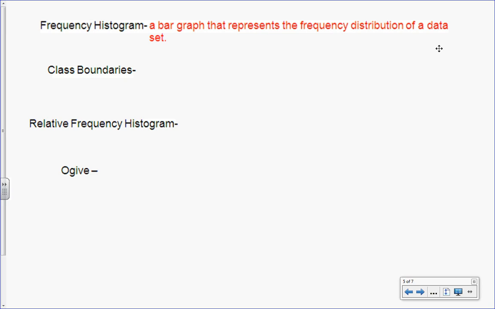Class boundaries. If I remember correctly from the previous page, and you can draw this off to the side or just watch up here, we had 7 to 18 as one of our spots, and we had about 6, so it would look something like that. That's 6, we'll say. The next one was 19 to 30, and we had more of those, so it would look something like that.